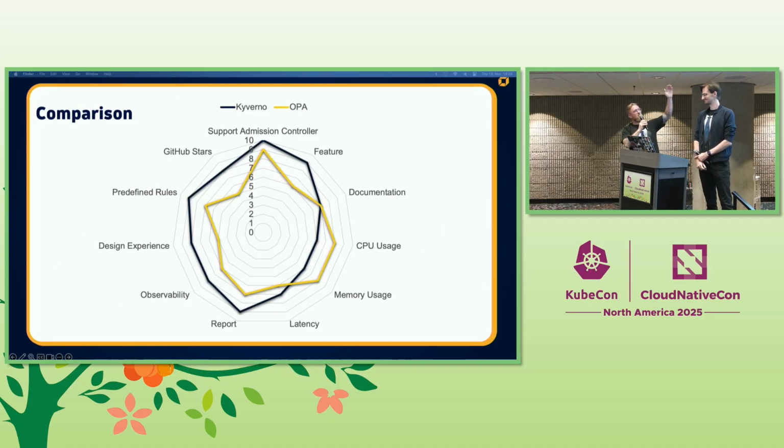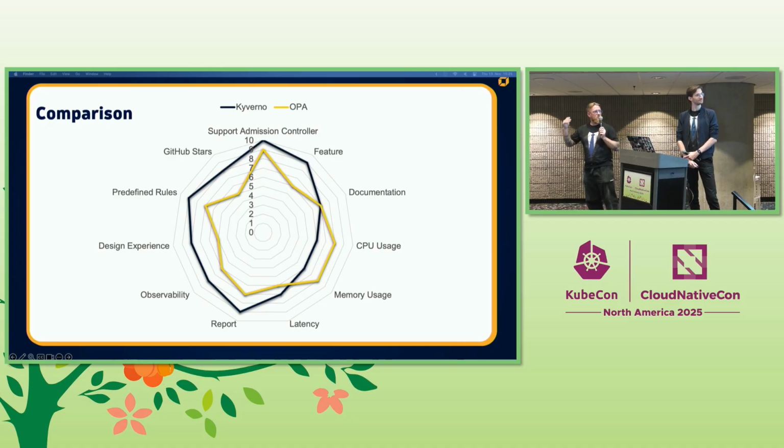I did a benchmark in terms of latency and performance. OPA consumes a bit less CPU and memory, but in terms of latency, Kyverno was faster, and also from a feature coverage standpoint, Kyverno covered what we needed. So that's why we decided to select Kyverno for that need.